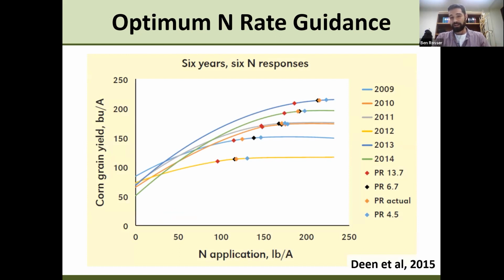So these are nitrogen rate response curves. You can see on the vertical axis there's grain corn yield, and on the horizontal axis across the bottom is nitrogen rates. In general, you can see that as you apply nitrogen, those curves start to go up because we get yield response to those nitrogen applications.